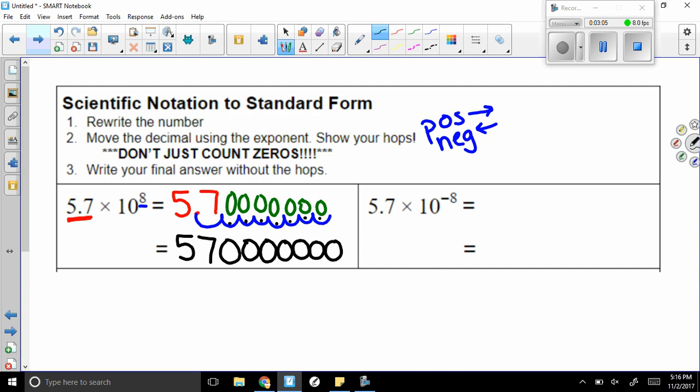Now you could go through and put your decimal at the end because that's where you left it. You could go through and make all of your commas. I'm not going to ask you to do that. As long as you have the right number of zeros here, I'm going to be happy.